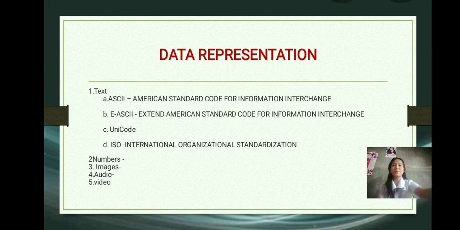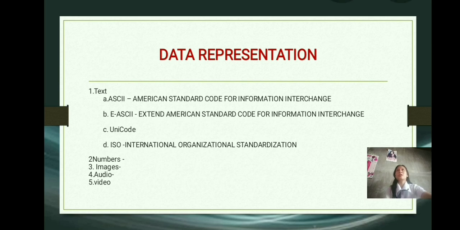Next is the numbers. When we talk about data presentation, we can also use numbers to present data, which is expressed by a word, symbol, or figure. It represents a particular quantity by using numbers. So yun yung numbers.